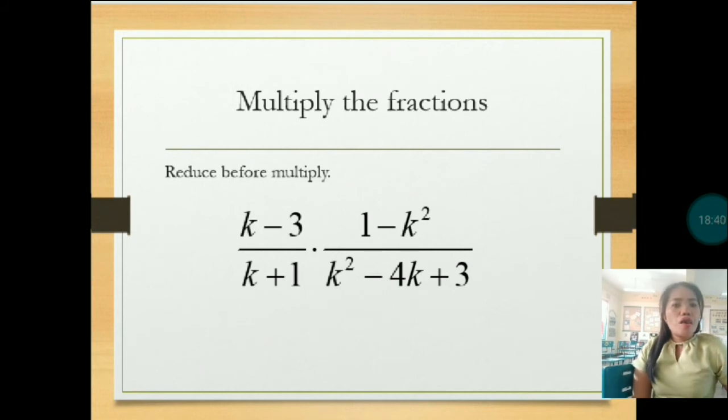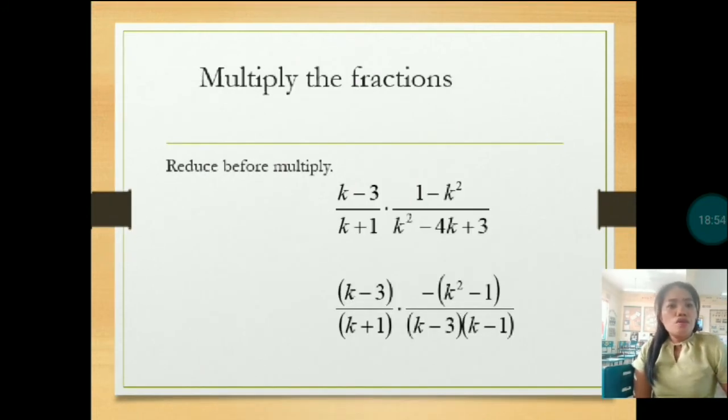Now, what about if we have k minus 3 over k plus 1 times 1 minus k squared over k squared minus 4k plus 3? Okay, there are expressions that we can factor out. So, k minus 3, copy, then k plus 1, that is our first rational expression. That's already in simplest form, so no need to factor out. But 1 minus k squared can be factored out.